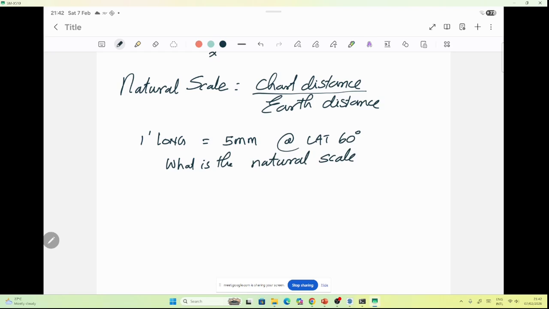Sorry. What is the natural scale? Guys, can you give me a minute? I will drink some water and come. Can you give me a minute? Okay, sir. Give me a minute. Hold on. I'm still not fully recovered.